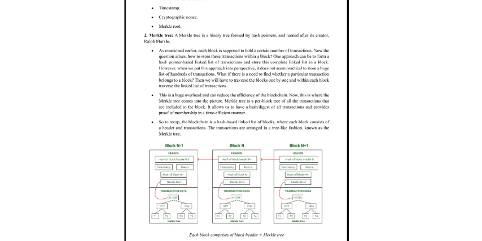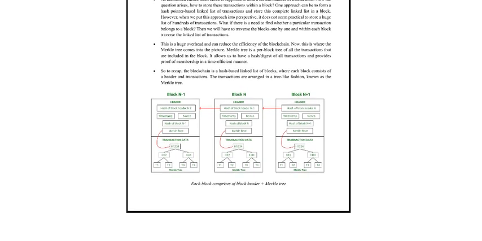What is per block? A Merkle tree is a per block tree of all the transactions, so it will have the records of each and every transaction in the block, one to one. It allows us to have the hash digest of all the transactions, providing proof of membership in a time efficient manner. So, to recap, the blockchain is a hash based linked list of blocks where each block consists of a header and transactions. The transactions are arranged in a tree like fashion known as a Merkle tree.